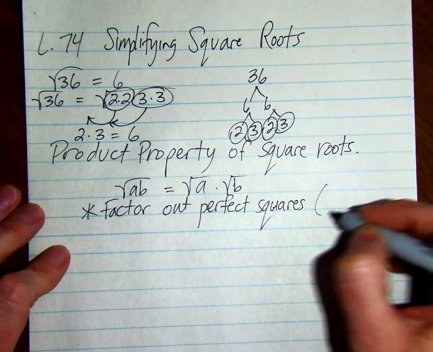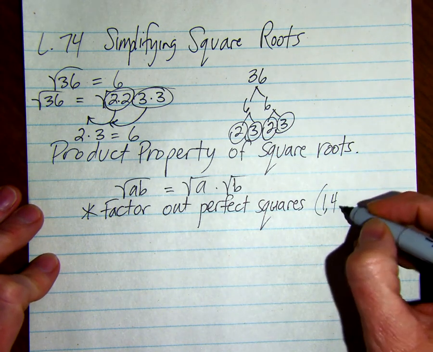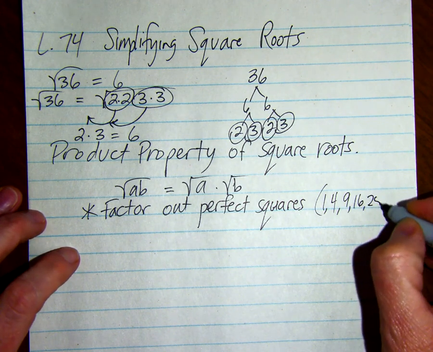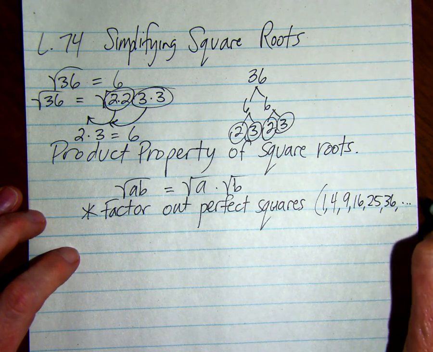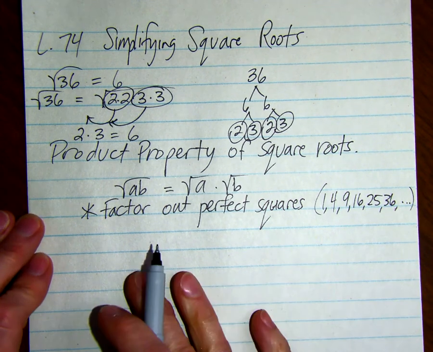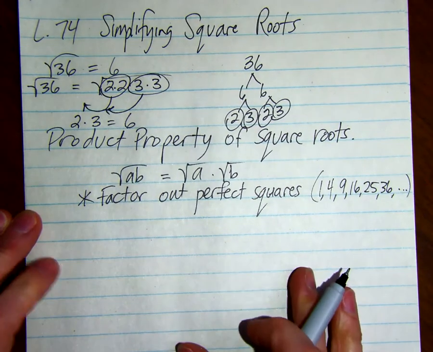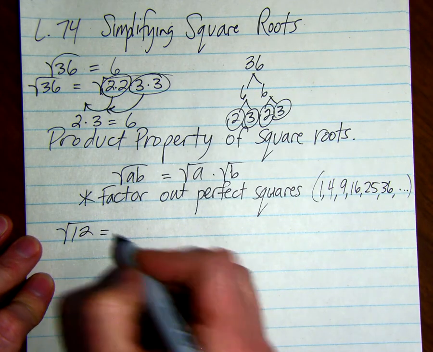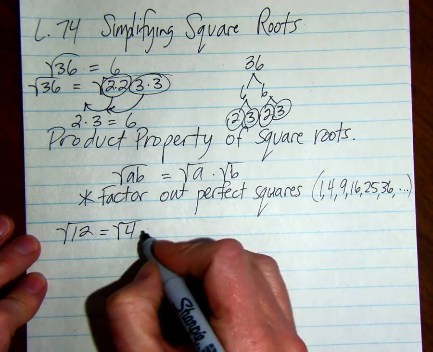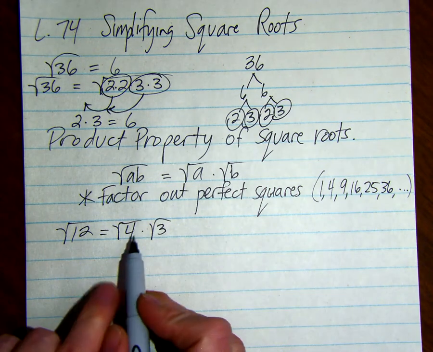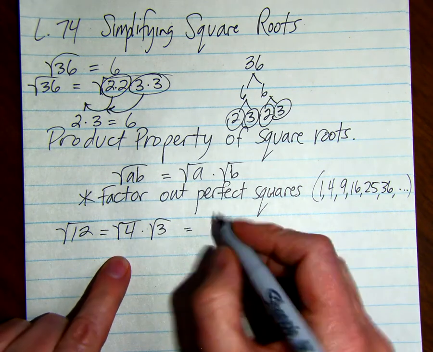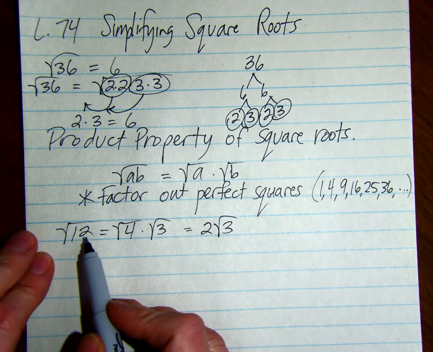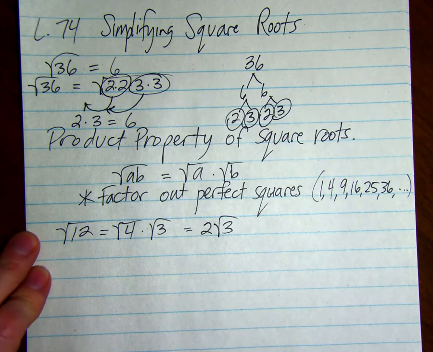And hopefully you know the perfect squares are 1, 4, 9, 16, 25, 36, and so on. Here's some examples where we can factor out perfect squares. The square root of 12, we could write that as the square root of 4 times the square root of 3. 4 is a perfect square, and the square root of 4 is 2. So the square root of 12 simplified is 2 root 3.